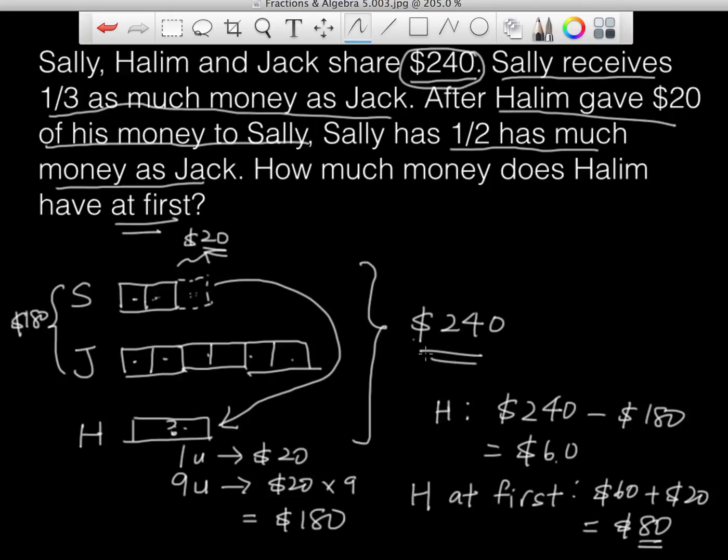So please be very careful, because if you forget this and you just stop here, you will lose, I think, at least 2 marks. Method mark for the last step, as well as the answer mark. Okay, so please remember to read your question carefully.